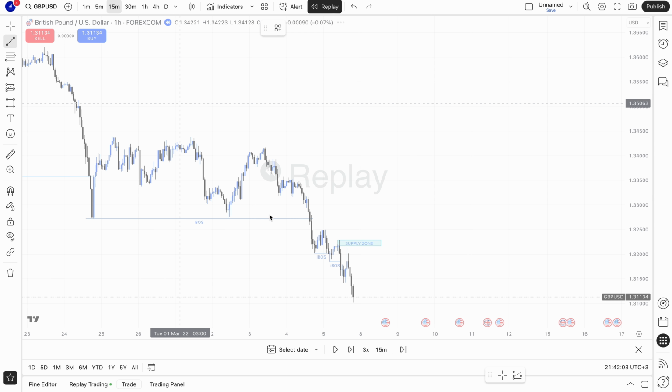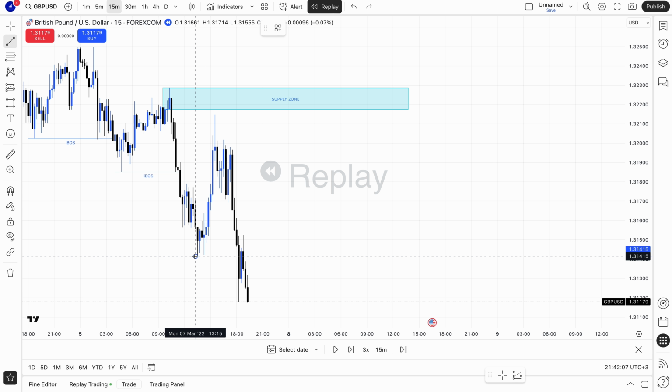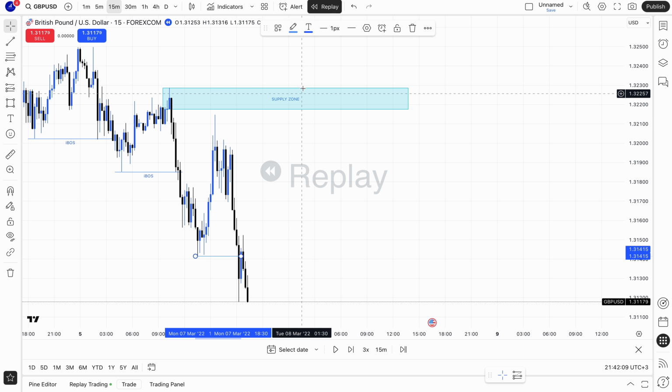Then we have another break of structure to the downside. Always missing out. This was a clean entry, fair value gap. I didn't come back to supply.